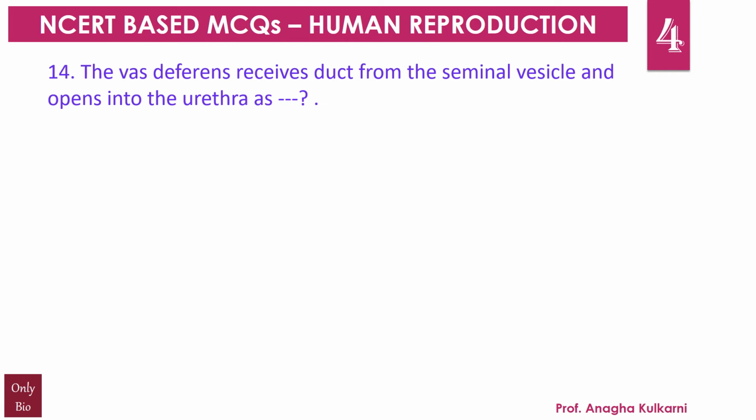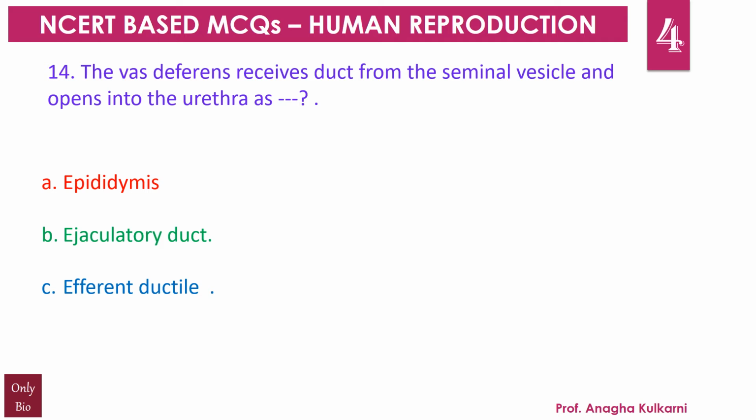Question number 14. The vas deferens receives duct from the seminal vesicle and opens into the urethra as dash. A. Epididymis, B. Ejaculatory duct, C. Efferent ductule, D. Ureter. And the correct answer for this question is B. Ejaculatory duct. So the vas deferens receives the duct from the seminal vesicle and opens into the urethra as ejaculatory duct.